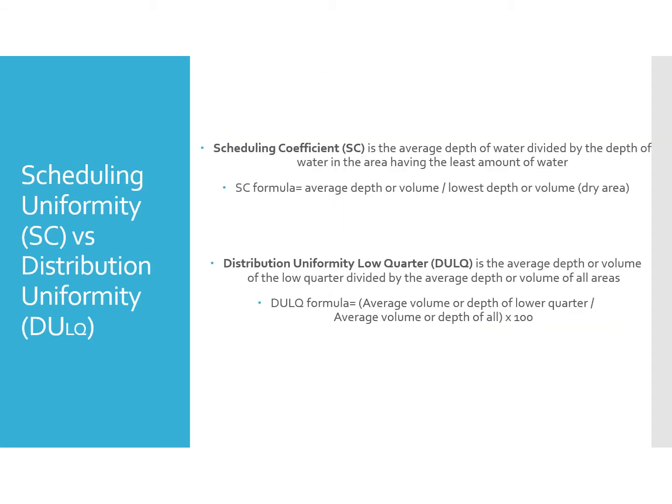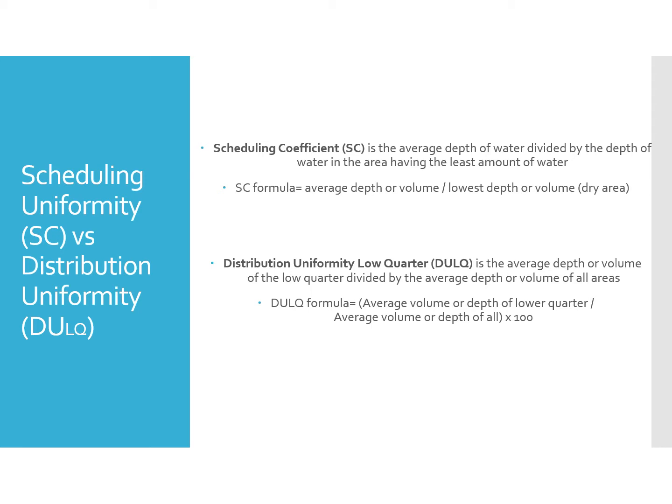Okay, now we're going to talk about scheduling uniformity, or SC, versus distribution uniformity low quarter, or DULQ. The scheduling coefficient is the average depth of water divided by the depth of water in the area having the least amount of water. The formula is the average depth or volume divided by the lowest depth or volume in the driest area. Whereas the distribution uniformity low quarter takes into account the average of the lowest quarter.